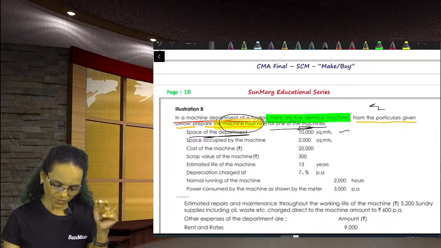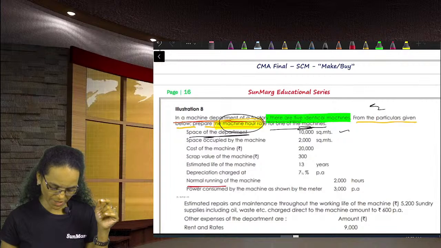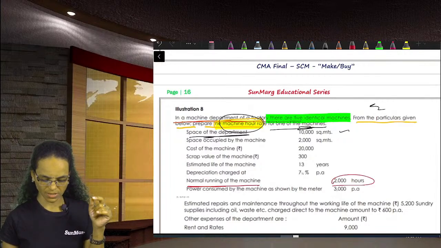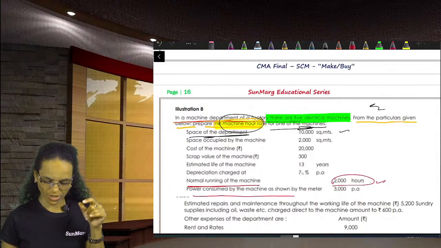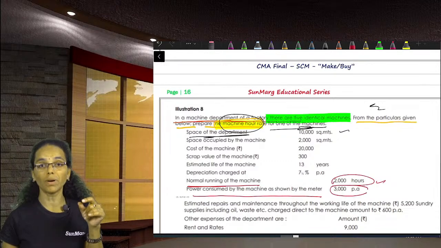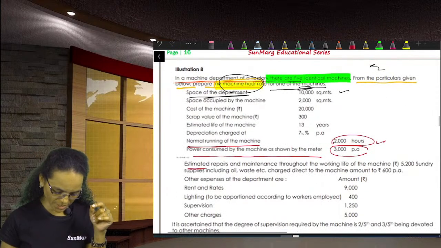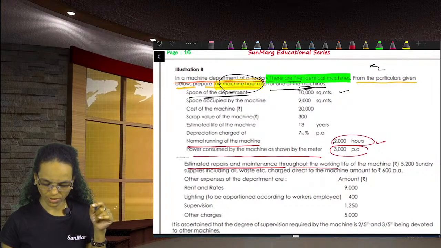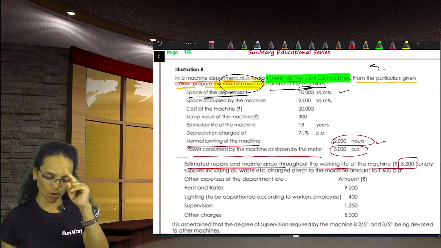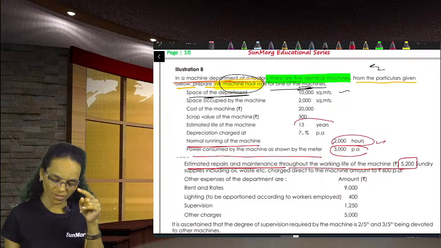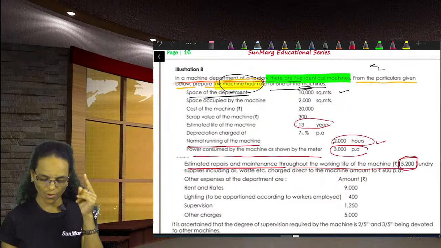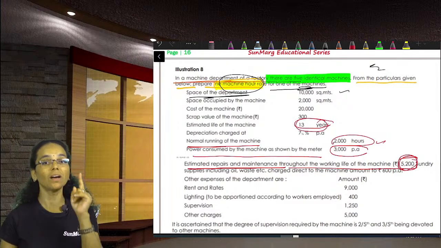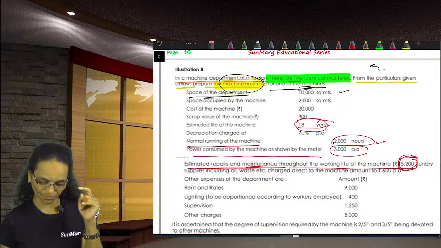Next, normal running of the machine is 2000 hours. Normally we can run this machine for 2000 hours. Power consumed by the machine as shown by the meter is 3000 per annum. Estimated repairs and maintenance throughout the working life of the machine is 5,200 rupees. See, this is throughout the life of the machine. How many years is the life of the machine? 13 years. So this 5,200 rupees is for the whole life, so 5,200 divided by 13 will be the maintenance cost per annum.